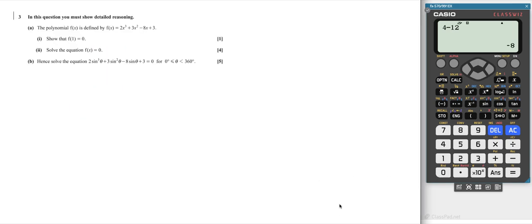Question 3. Detailed reasoning, so let's not just jump in with a calculator. In this question, you must show detailed reasoning. f of x is 2x cubed plus 3x squared minus 8x plus 3. Show that f of 1 equals 0. So, f of 1, detailed reasoning, so let's write down all the steps. Substituting 1 in wherever I see an x, that's going to be 2 plus 3 minus 8 plus 3, which is 0.